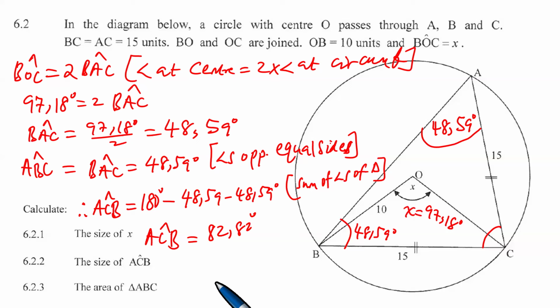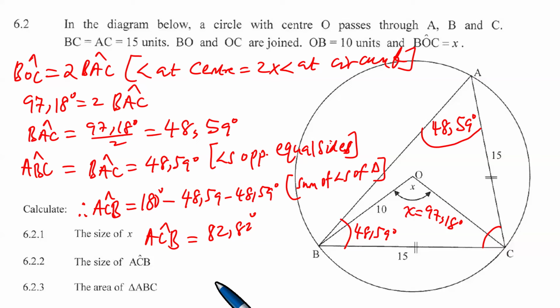Just look at that one and make sure you understand that. That is something that becomes very, very important. If you have 180 degrees minus 48.59 minus 48.59, the result is 82.82 degrees. That becomes the answer there. So just take note of that as you move forward.